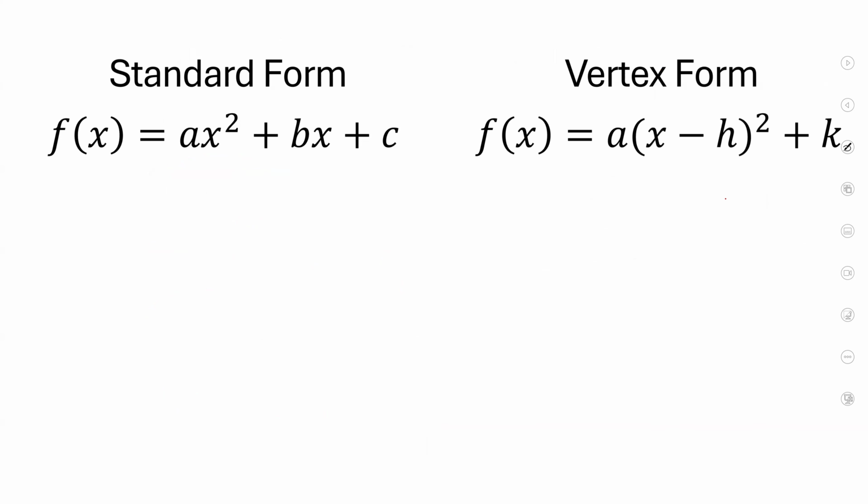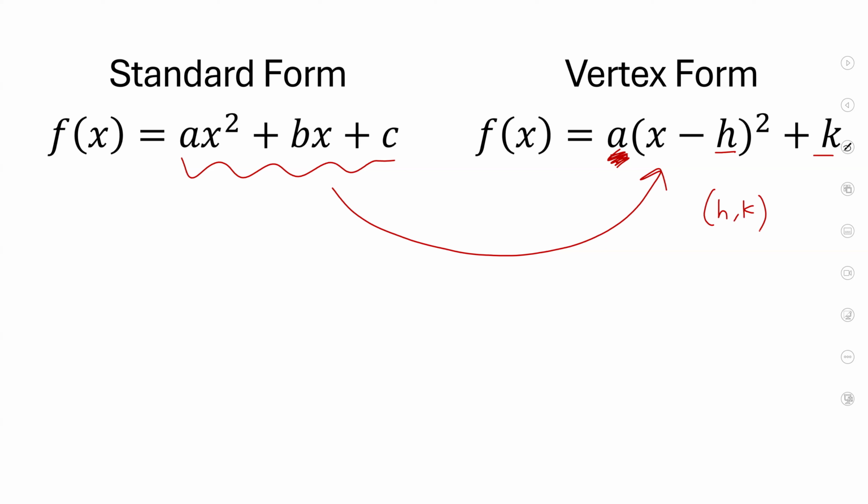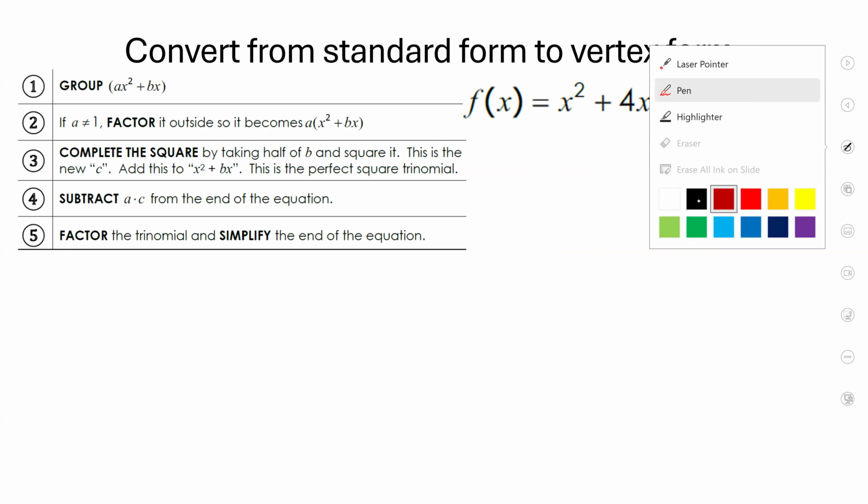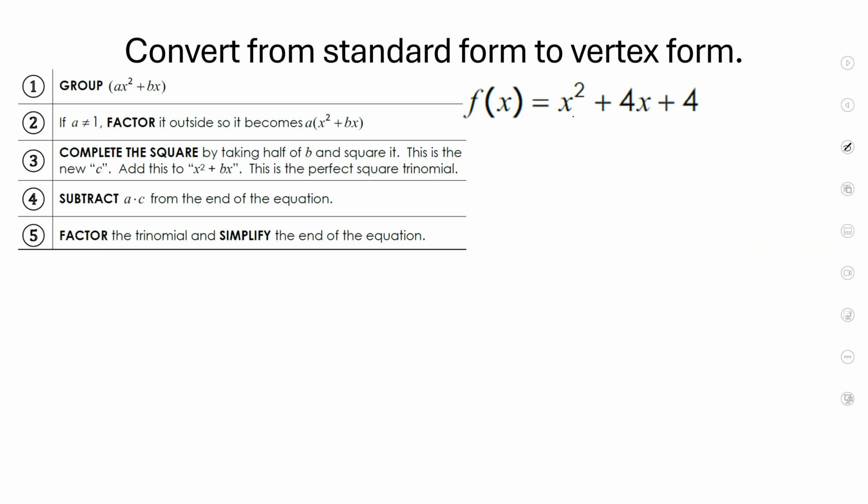Now we're going to go from standard form and put it into vertex form. Notice your A value is on the outside, and this is your vertex, H, K. So let's do an example. Here are the steps. First, I'm going to group x squared and 4x together. I'm going to put them together in a group. I'm going to leave the plus 4 on the outside. That's step 1.